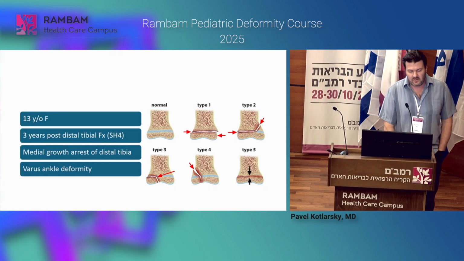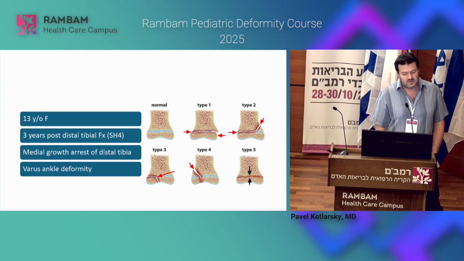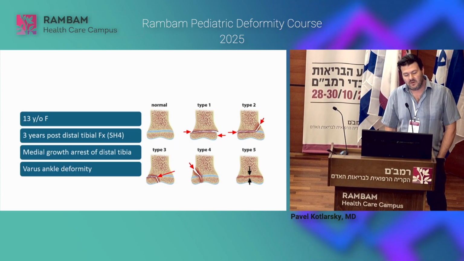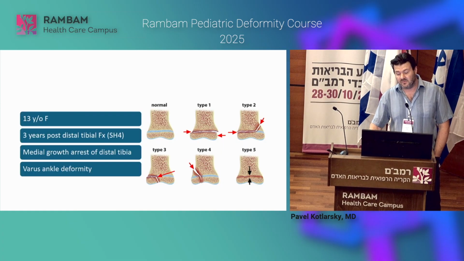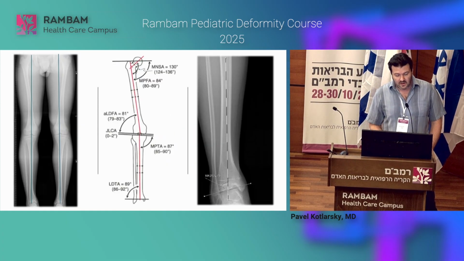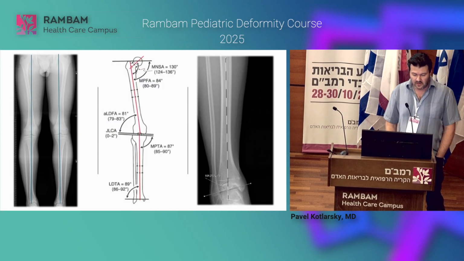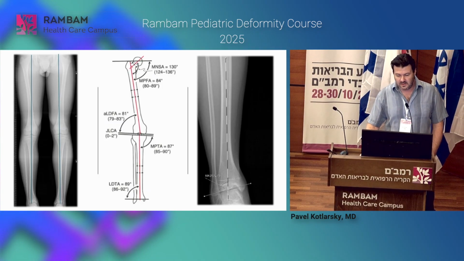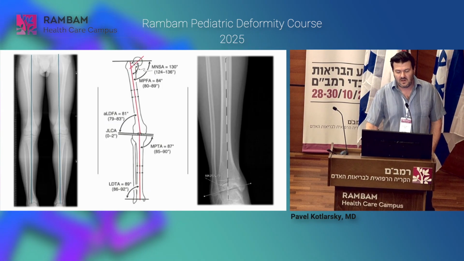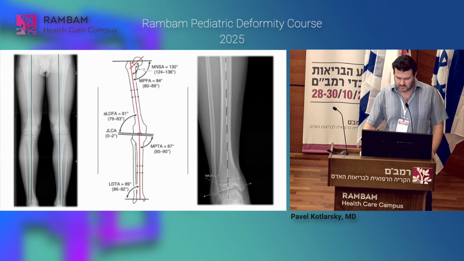A 13-year-old girl, 3 years after a fracture of the distal tibia, a Salter Harris 4 fracture, had a medial growth arrest of her distal tibia and developed a varus ankle deformity. And you can see on the left her long leg X-ray, and if you measure the angles, the LDFA is 105, which is way, way beyond normal.